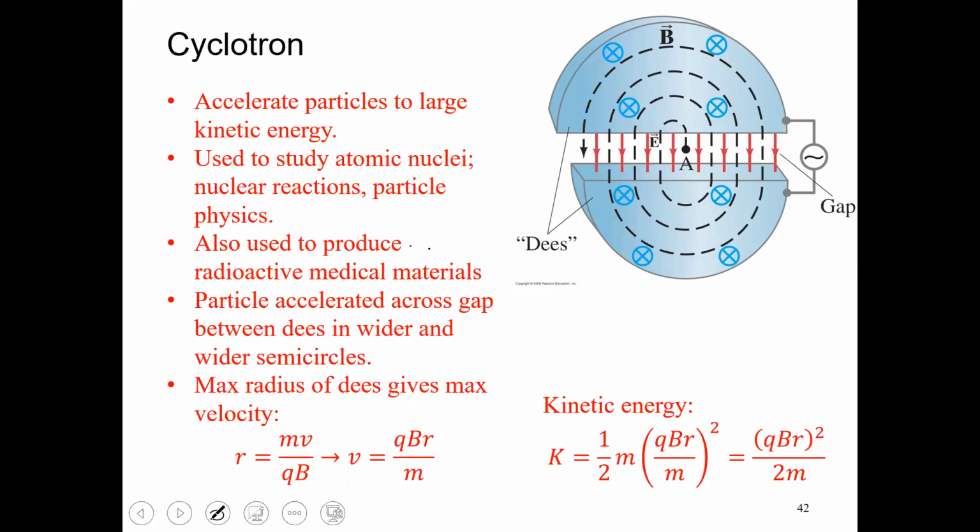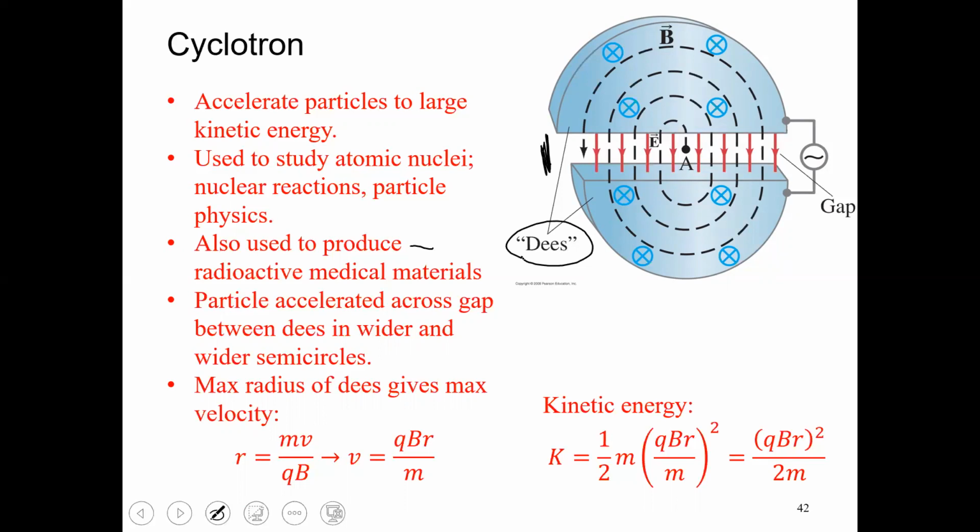You can also produce radioactive materials. So if you know somebody who's had radiation treatment, this is one way you can produce radioactive materials for that radiation treatment. So the particle is accelerated across this gap. There's an electric field across that gap that accelerates the particle. And it enters these things called Ds, literally because they look like a capital letter D.